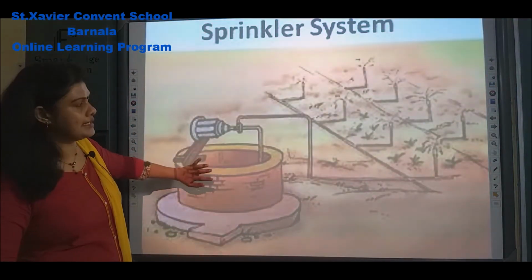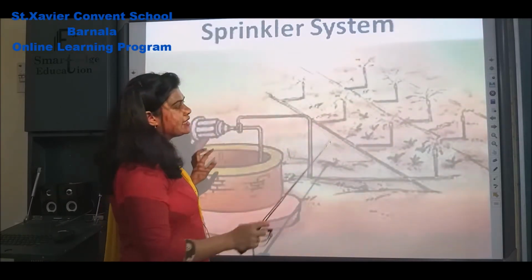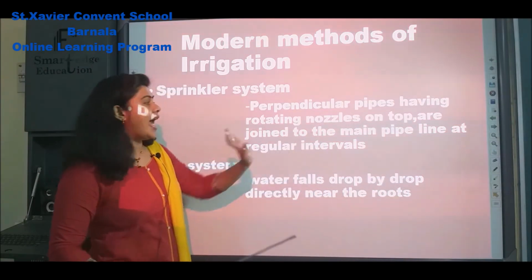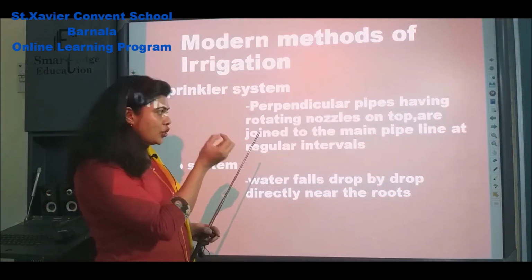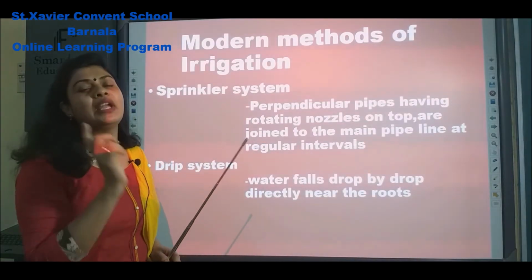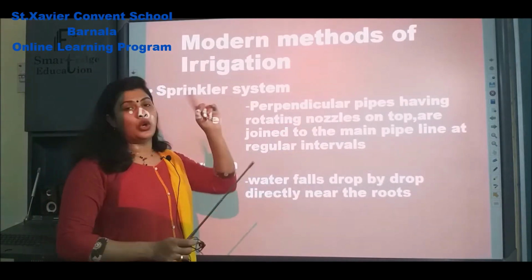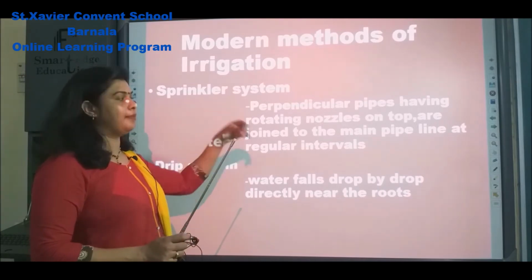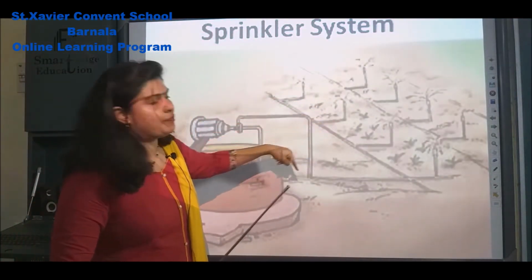This is sprinkler system. Here you can see perpendicular pipelines used here, having rotating nozzles on the top, and these are joined to the main pipeline at regular intervals. Sprinkler system means perpendicular pipes having rotating nozzles on the top, joined to the main pipeline at regular intervals.